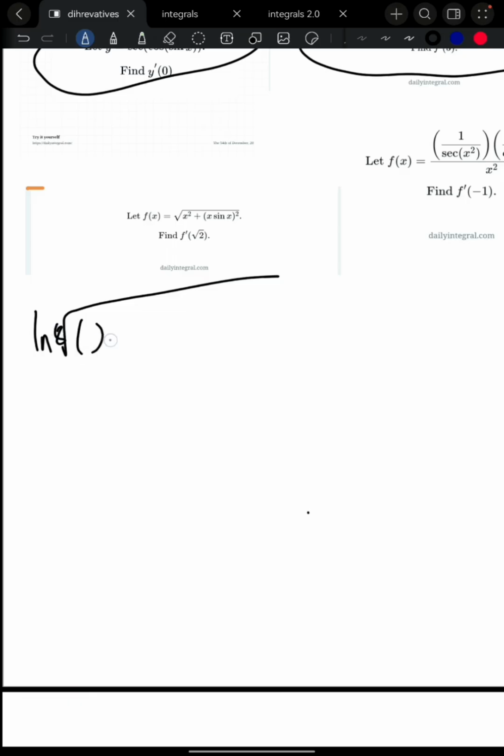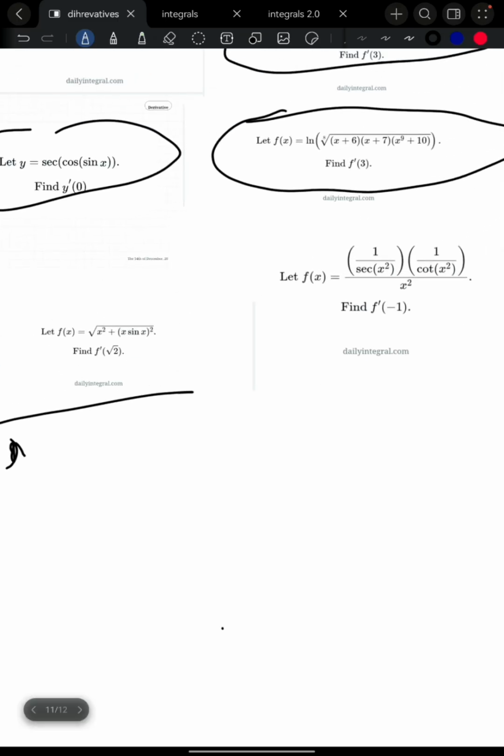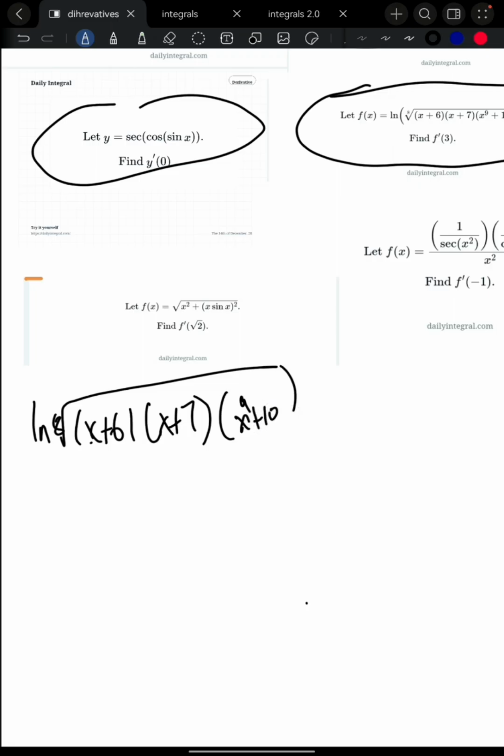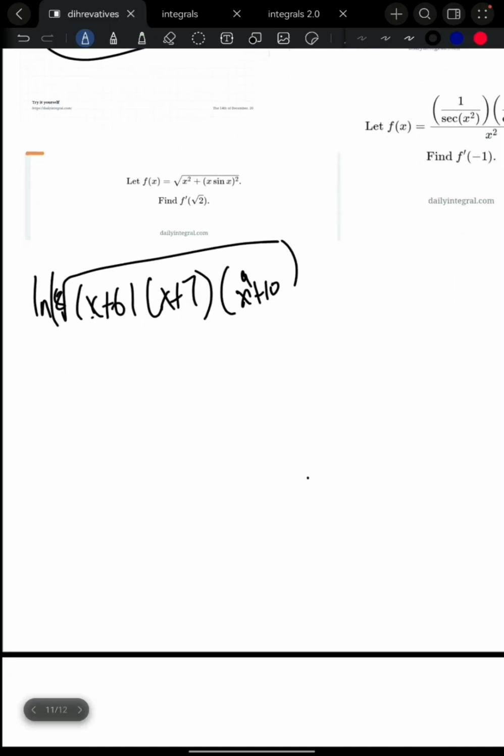This is just this, right? Wait, hold on, I'm writing the question. x plus 6, x plus 7 times x to the 9 plus 10, right? If you want to find the derivative of this, first of all, whenever you have a radical like x cubed, x to the 4, just write it as x to the power 1 over 4, especially if it's logarithms.